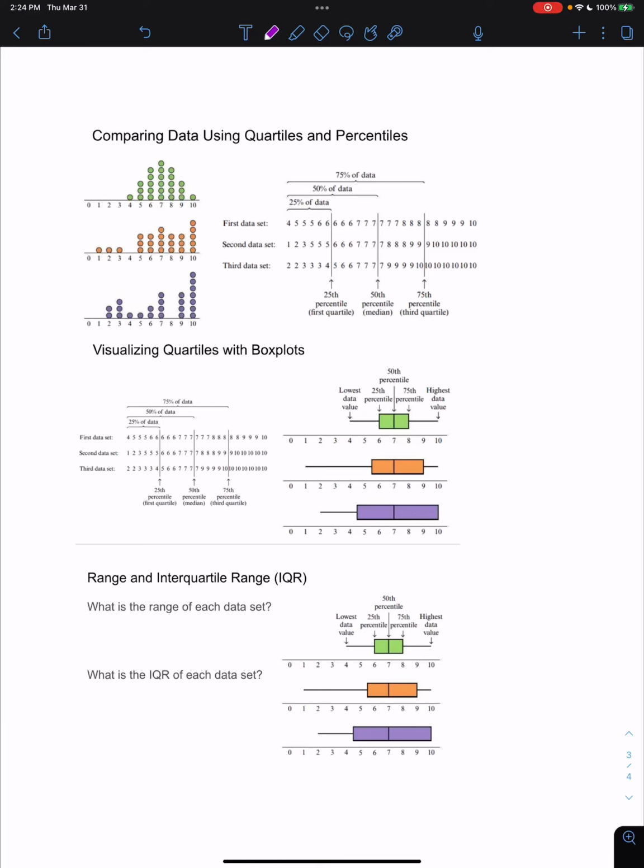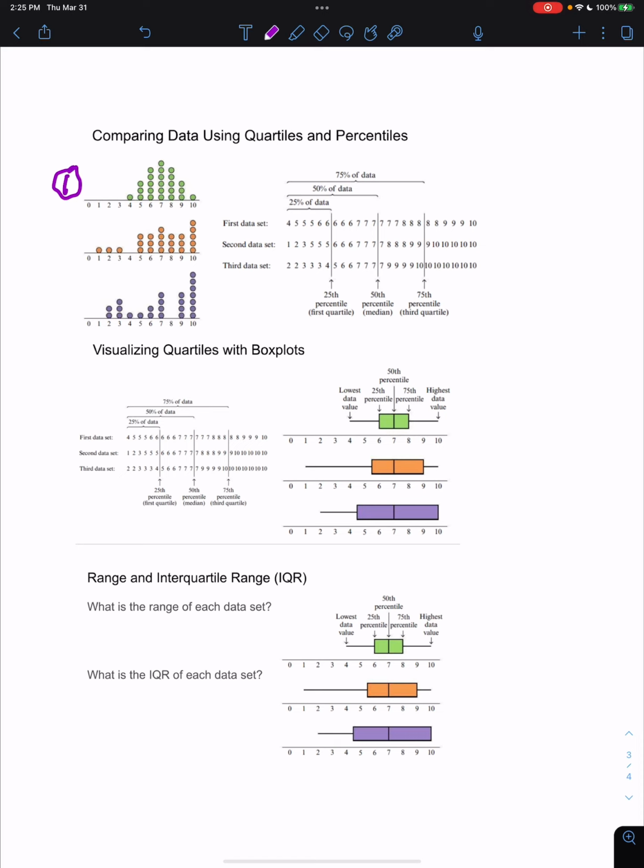In this video, I'm going to talk a bit about quartiles and percentiles. Quartiles and percentiles help us talk about the shape or spread of our data. So in this top picture, I have taken from your textbook a picture of 3 different data sets.